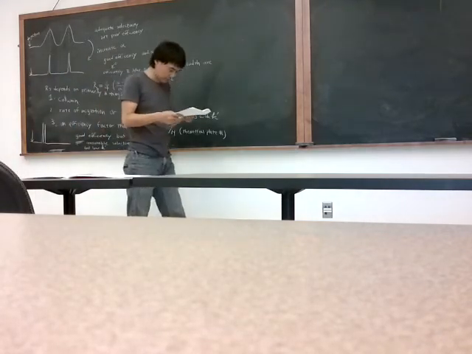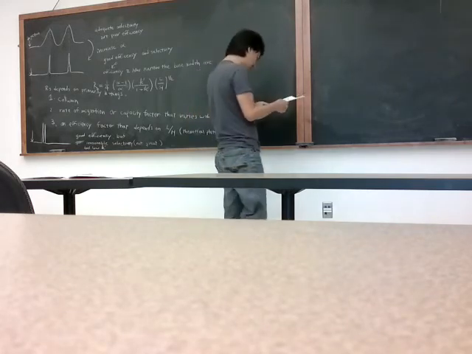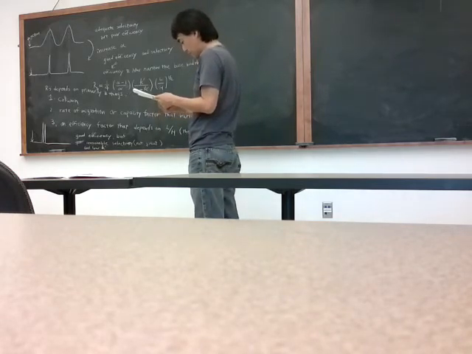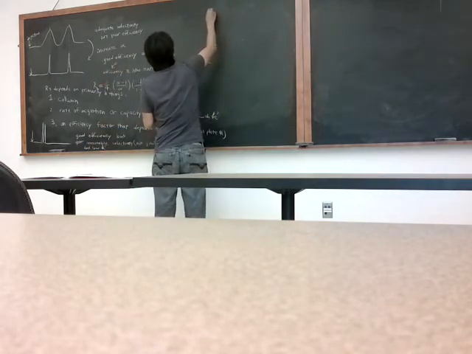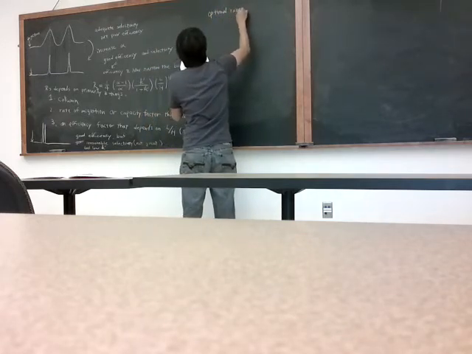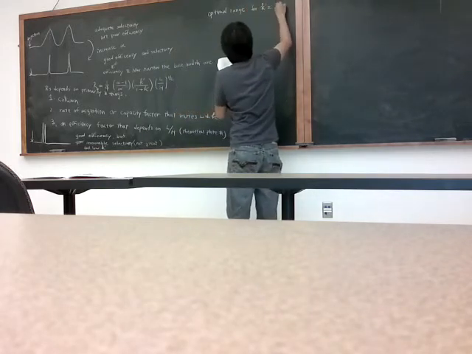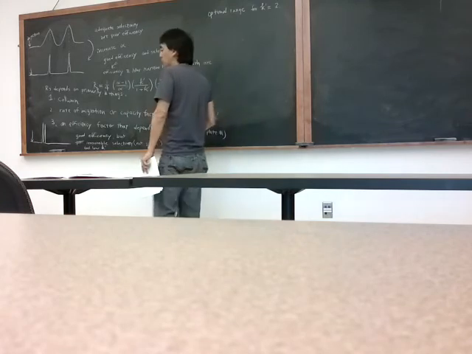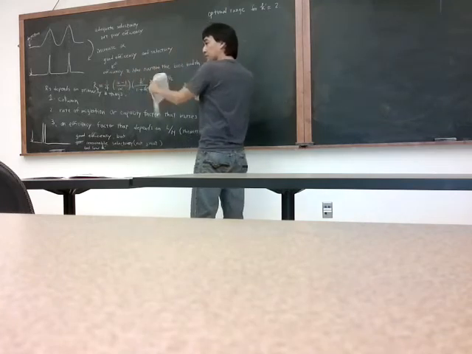So in reality, the optimal range for k prime is about 2. When you actually do your experiment, you want to set your retention time so that the k prime comes out about 2. That's when you actually get a pretty nice resolution.